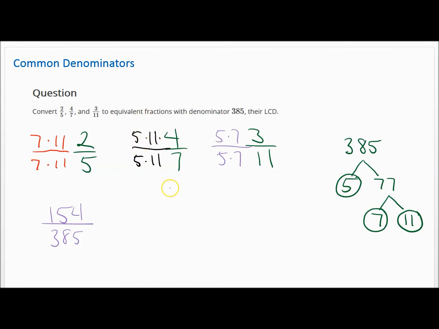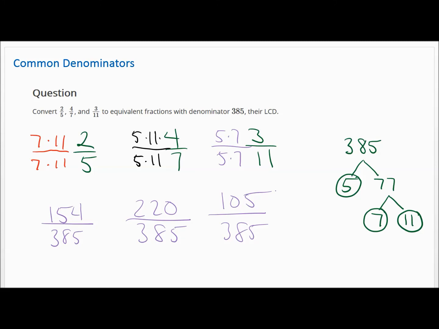The second fraction, 5 times 11 is 55. 55 times 4 gives me 220, so the numerator is 220. The denominator is 5 times 11 times 7, which is still 385. And then the last fraction, 5 times 7 times 11, and the denominator is 385. The numerator, 5 times 7 is 35. 35 times 3 gives me 105, and I'm finished with that problem.